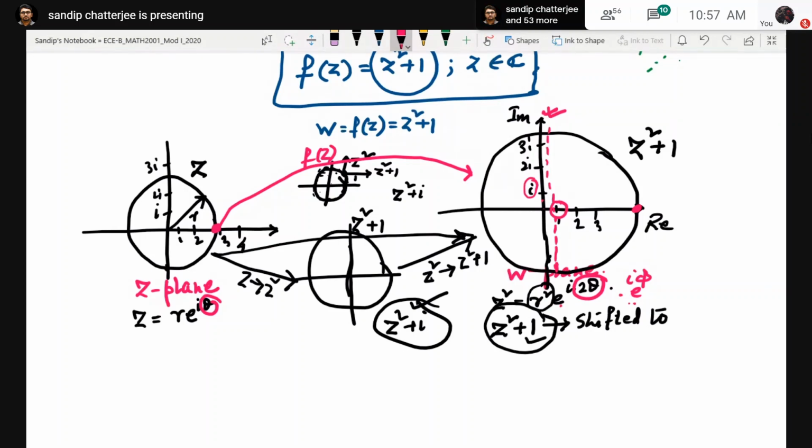So now, can you tell me, if I consider this particular point, what is the argument of this particular point? Let me use a different color. This blue point, what is the argument of this blue point? Pi by 2, 90 degrees.